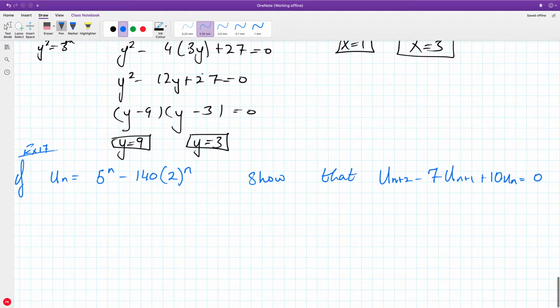Right, first things first. We have a u to the power of n plus 2, a u to the power of n plus 1, and u to the power of n. We've got to figure out what all those are first of all. So we'll go with u to the power of n plus 2 first of all. U to the power of n plus 2 is equal to what?